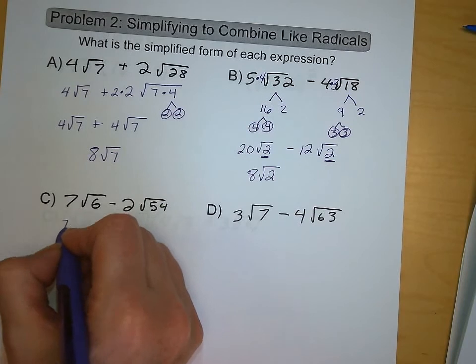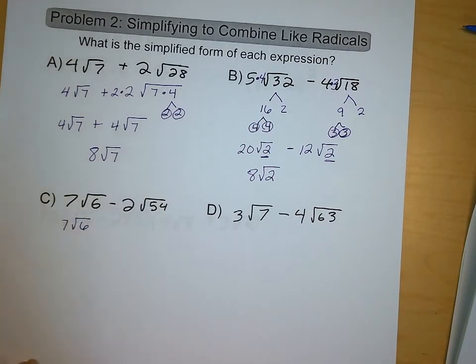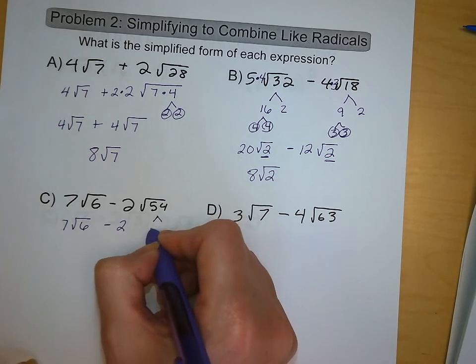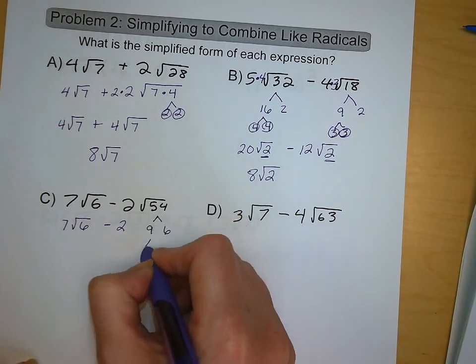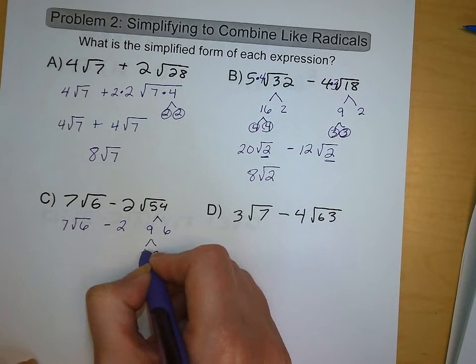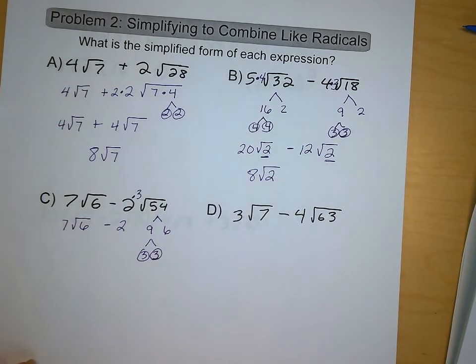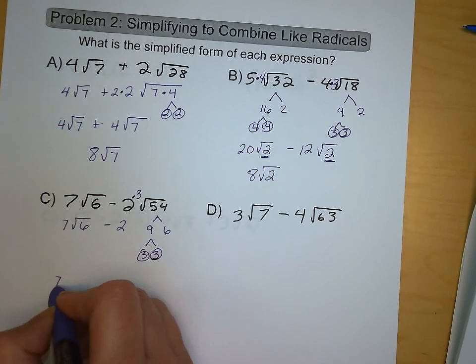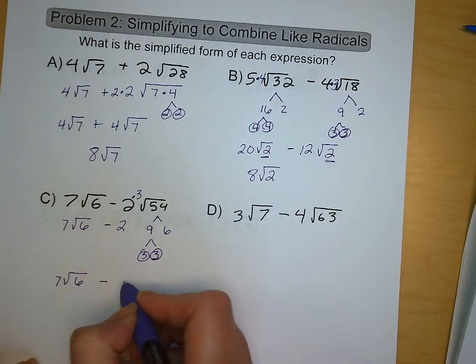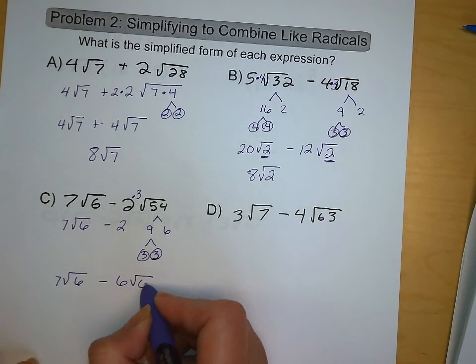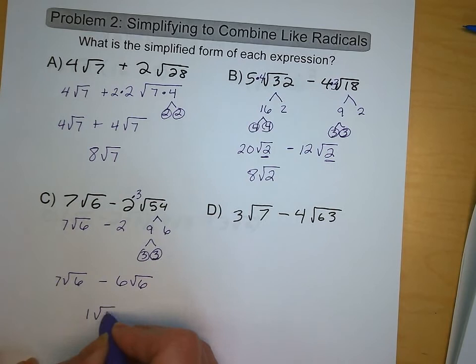Letter C, 7 square root of 6 minus 2 square root of 54. Well, we're going to have to break that 54 apart. We've got 9 times 6. 9 breaks up into 3 times 3. That gives us our factor that we can pull out. And we've got the square root of 6 still. So we have 7 root 6 minus 6 square root of 6. Combine like terms, and it's just 1 square root of 6, or just the square root of 6.